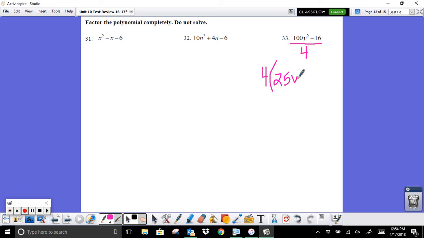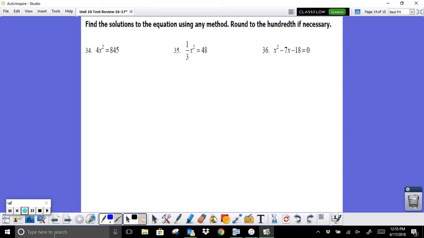So that would leave me with 25y squared minus 4. Now look at that binomial and ask yourself, is it a difference of squares? And it is. So my answer here, one's plus, one's minus, would be 5y plus 2, 5y minus 2, and the 4 that we took out from the beginning. So make sure that you get all of that. Again, the one on the test will be like that. You have to take a GCF out first.